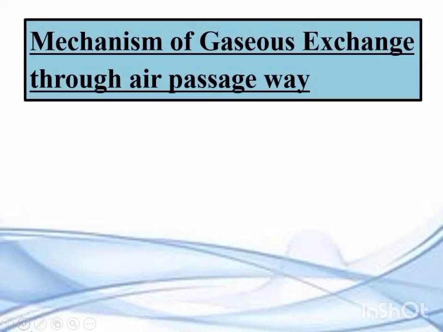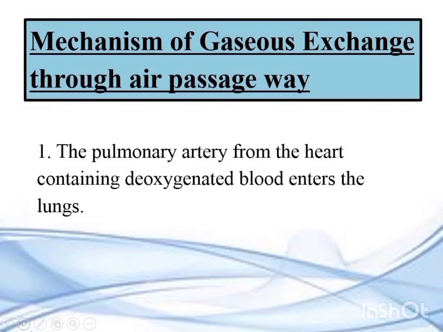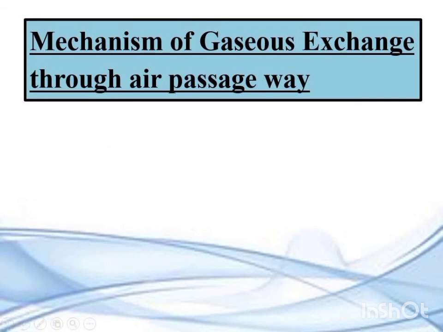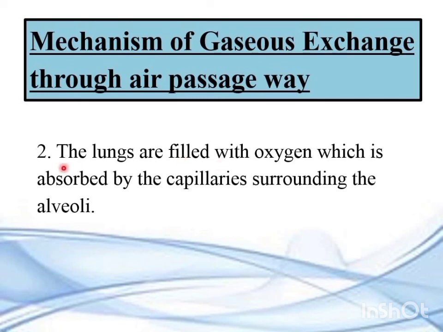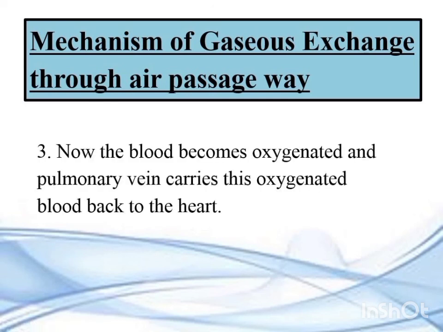Mechanism of gaseous exchange through the air passageway. The pulmonary artery from the heart containing deoxygenated blood enters the lungs. Then the lungs are filled with oxygen, which is absorbed by the capillaries surrounding the alveoli. Now the blood becomes oxygenated, and the pulmonary vein carries this oxygenated blood back to the heart.